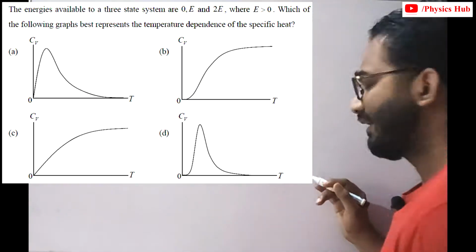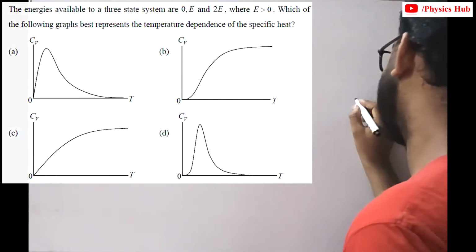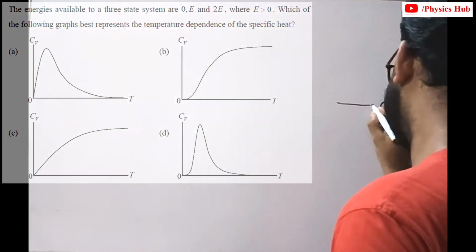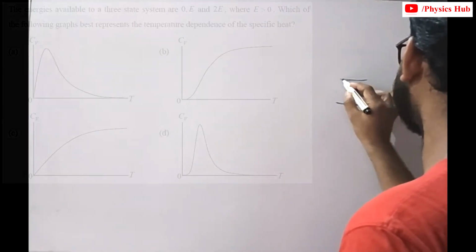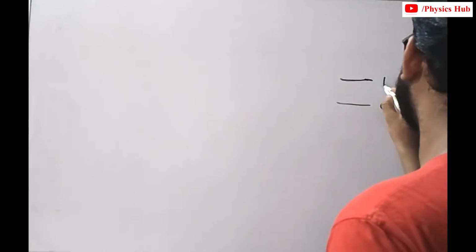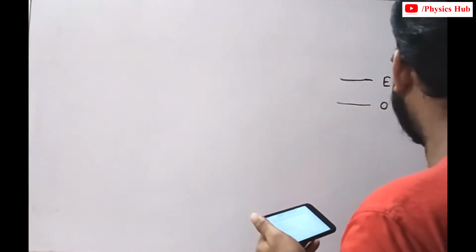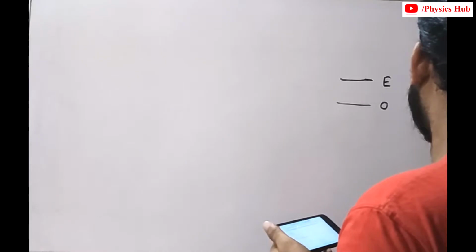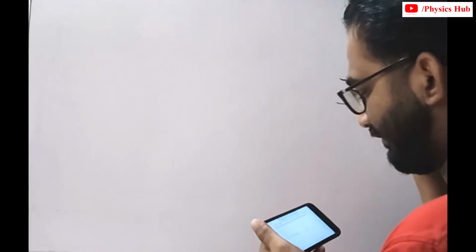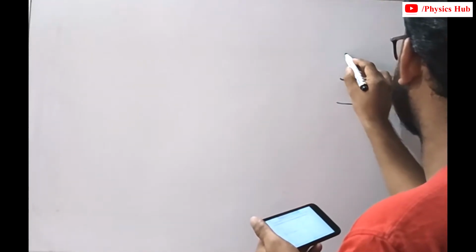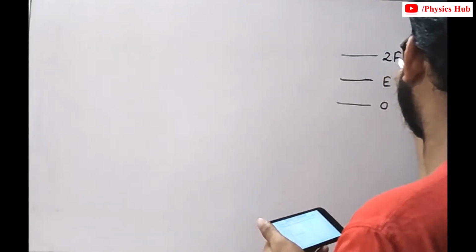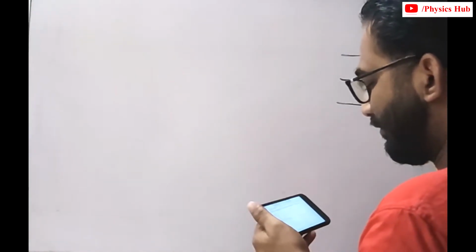So what are we given? We are given three energy states. First 0 and another one is E. In the question it is given that E is greater than 0, so it will lie above it. So this is the second state. The third state has energy 2E. So this is the system given to you.